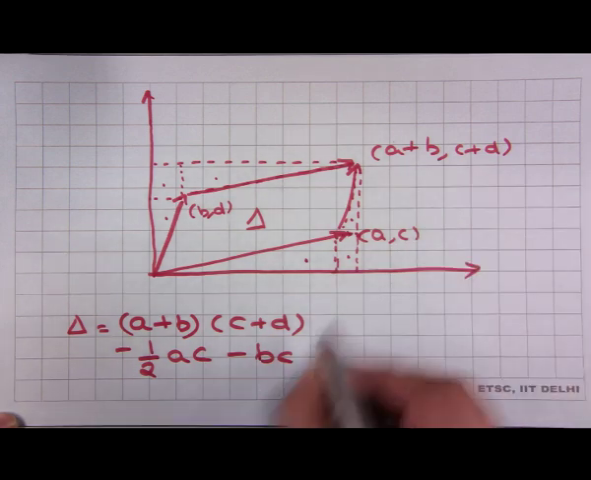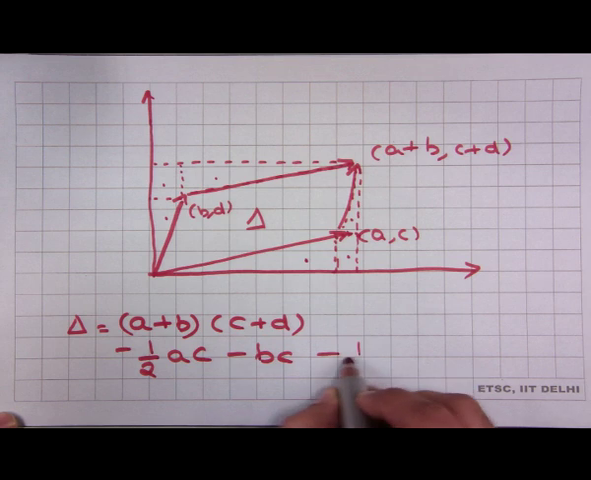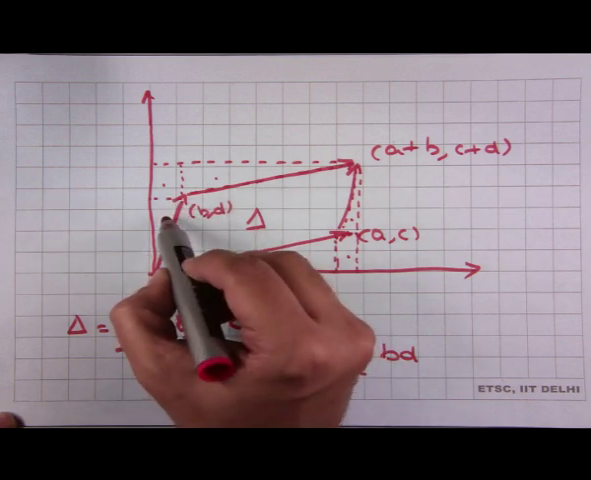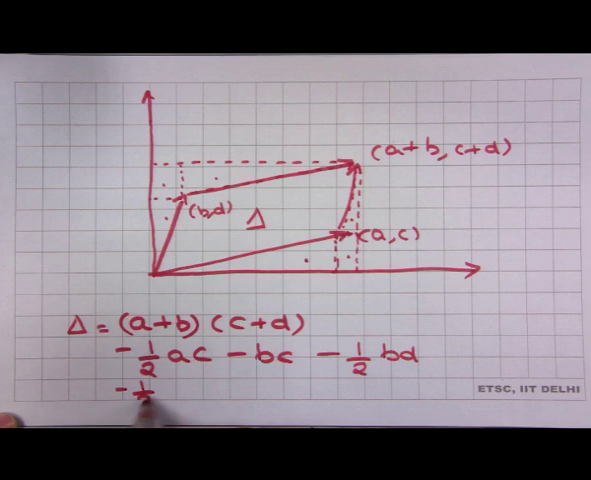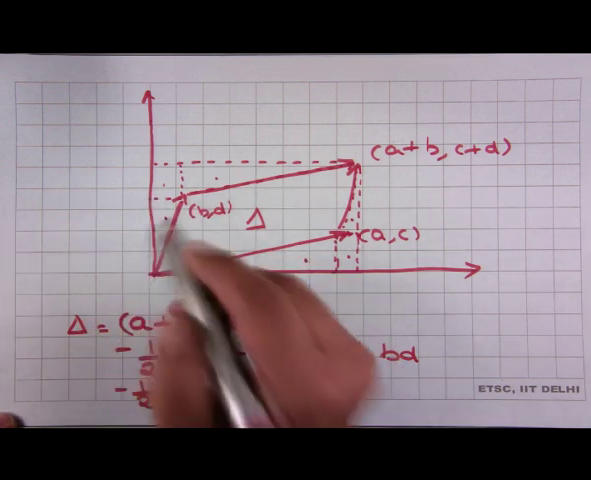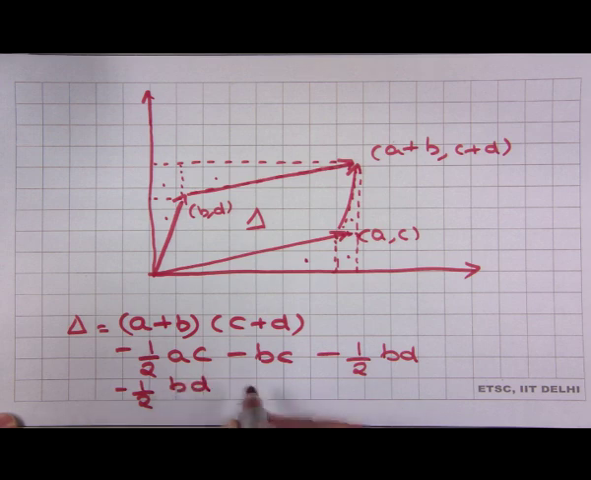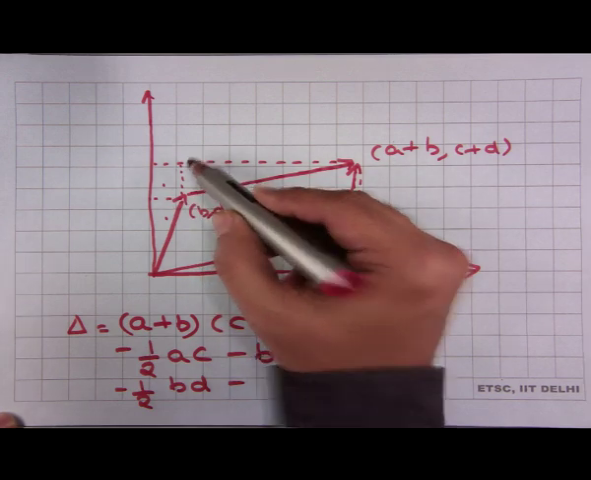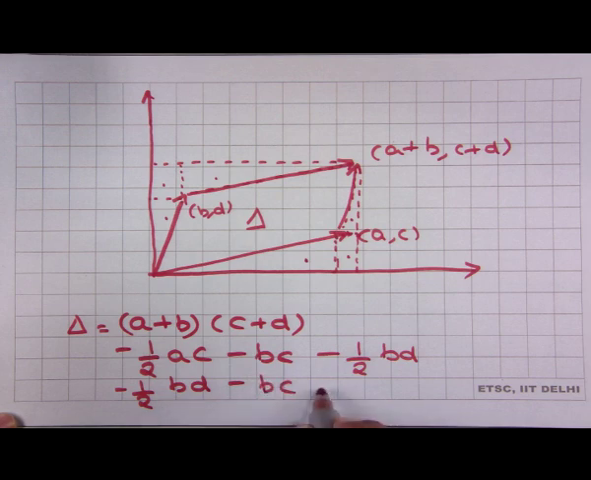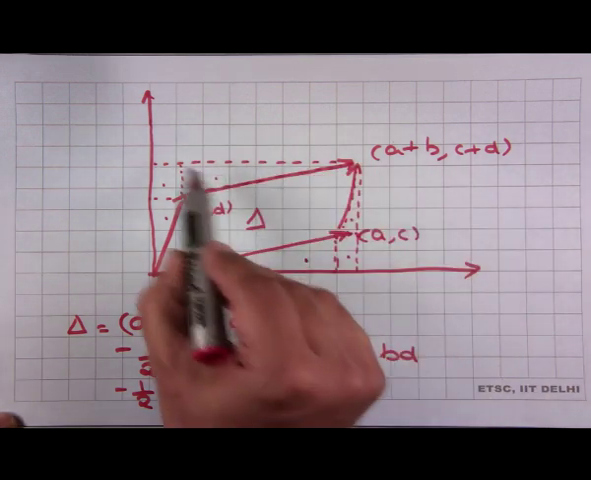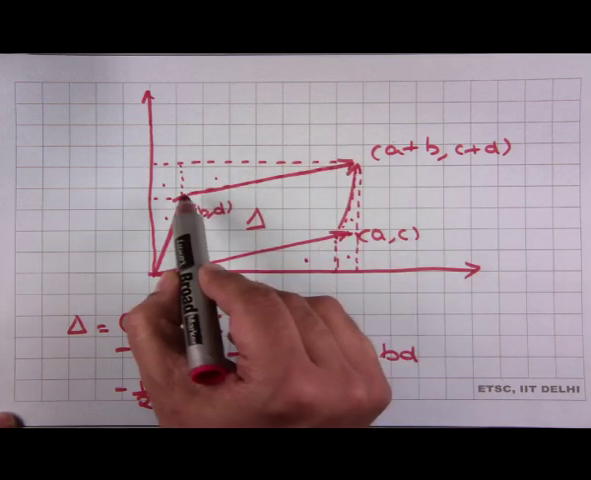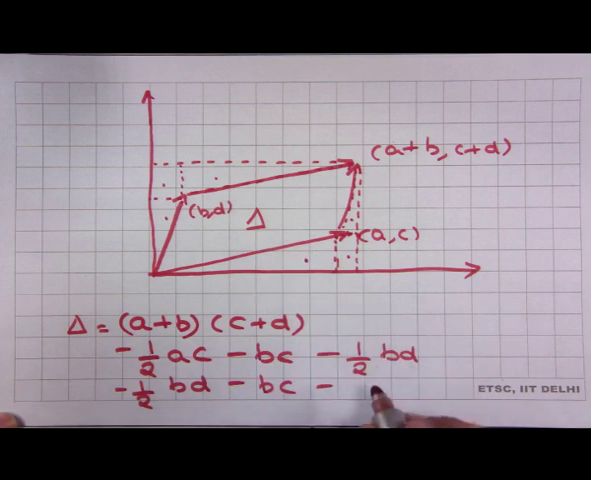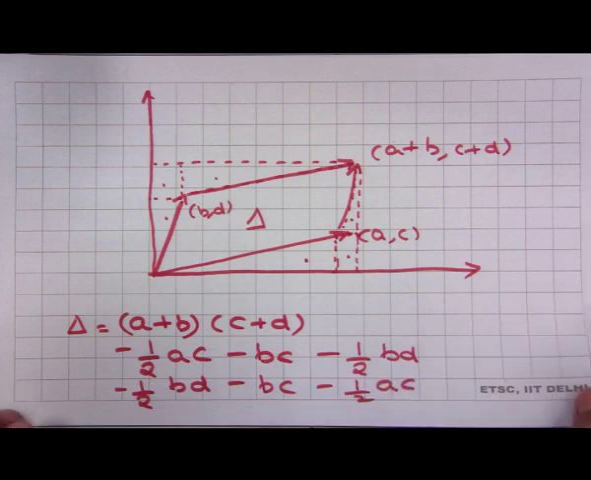This triangle, the height is d and the base is b, so minus half bd. Now we move on to this side. The area of this triangle is again minus half, the base here is b and the height is d, minus the area of this rectangle, which is b and the height c, and the area of this triangle, the base being a and the height c, minus half ac.